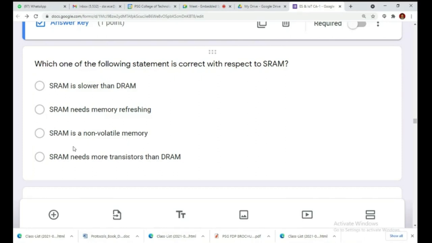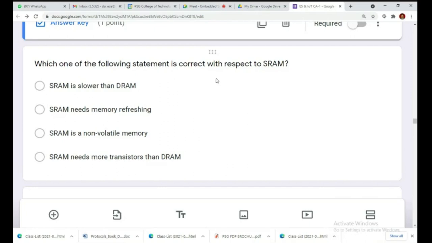Hence SRAMs are most widely used as random access memory inside the microcontroller, even though more transistors are used for storing a single bit. No problem, because the memory size is also minimum. Approximately, SRAM uses 6 transistors, but DRAM uses only 1 transistor with a capacitor. Because capacitors are used, refreshing is needed for DRAM. So SRAM needs more transistors than DRAM is the right answer for this question.